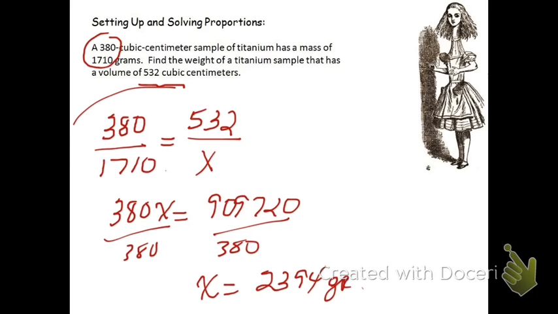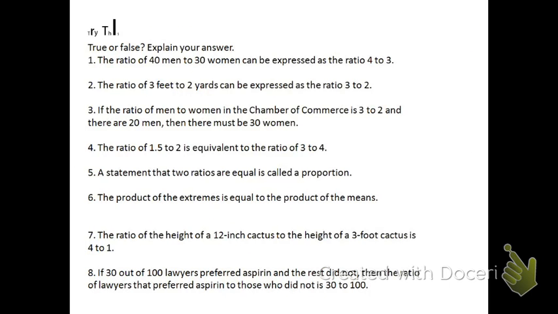So again, setting up your proportion, it really doesn't matter how you set up your ratios, just remember they're in the same order. Cubic centimeters over grams, cubic centimeters over grams. All right, a little true or false. The ratio of 40 men to 30 women can be expressed as the ratio 4 to 3. Well, if I have 40 to 30, yeah, I can reduce that to 4 to 3. So this one is true.